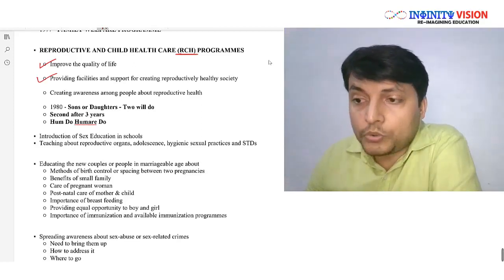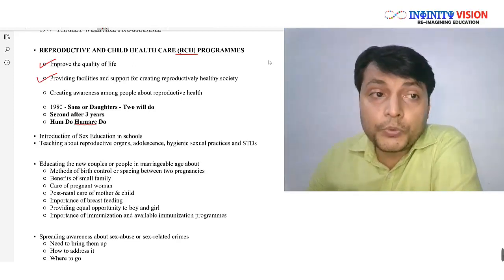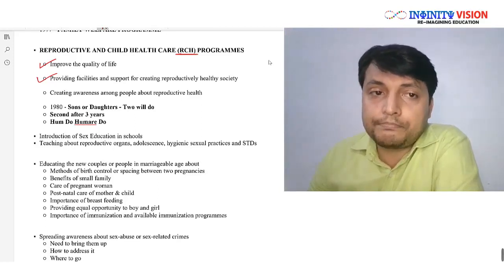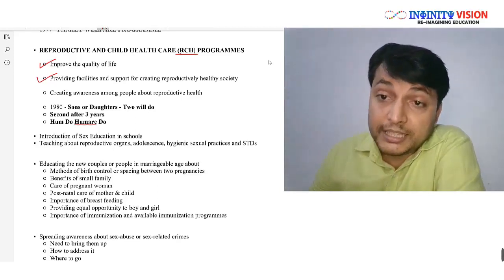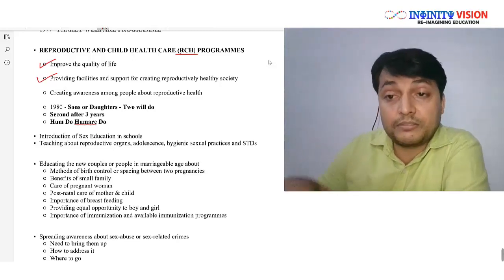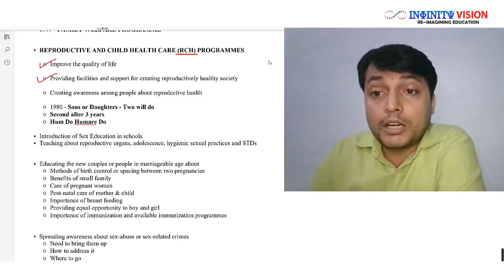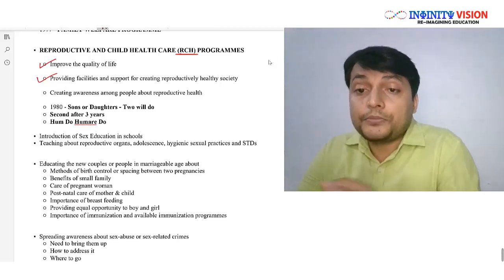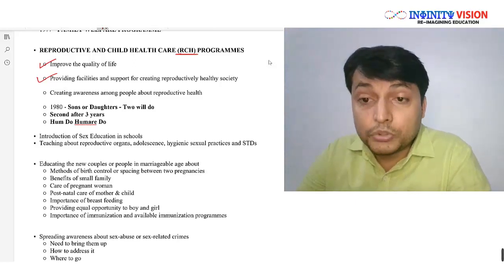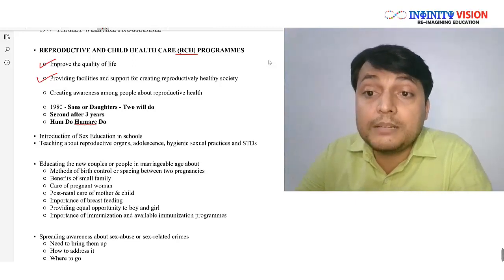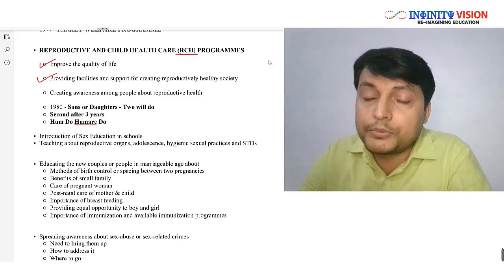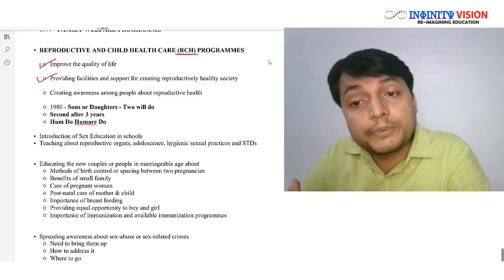ठीक है, तो इसको हम कैसे करें? How to create or to support the creation of reproductively healthy society. याद कीजिए, reproductively healthy society वो है which is going to cover a lot of things such as physical, behavioral, social and emotional well-being, right? इन सब को कवर करना है आपको in a reproductively healthy society. और ये सब कैसे आएगा?